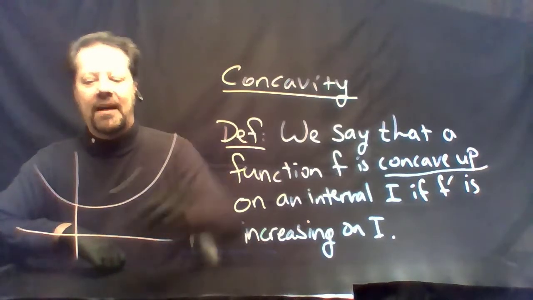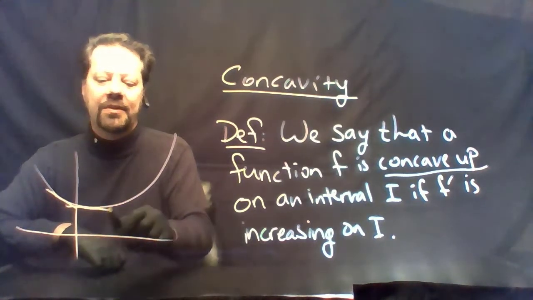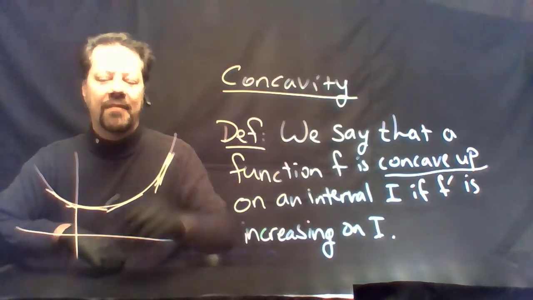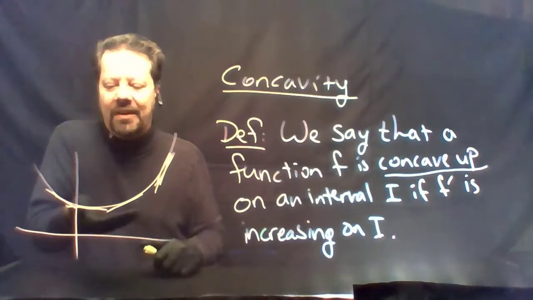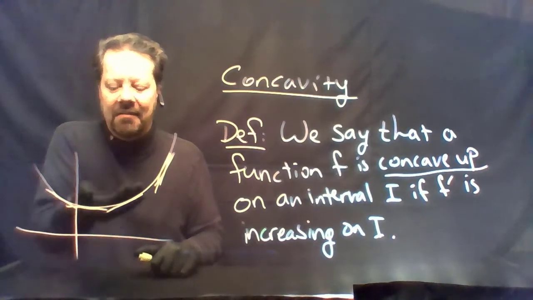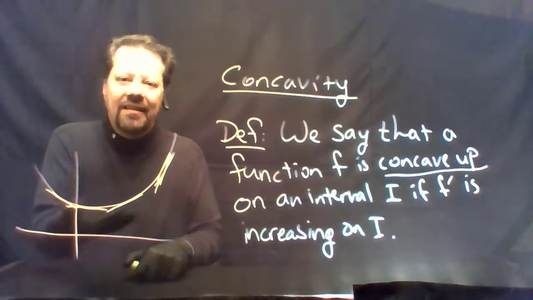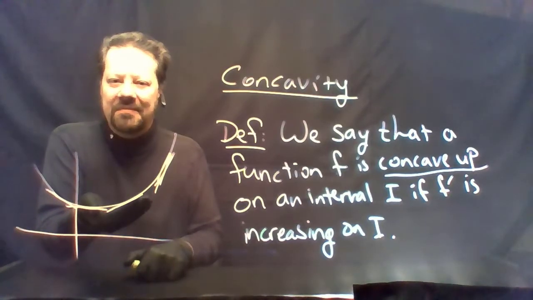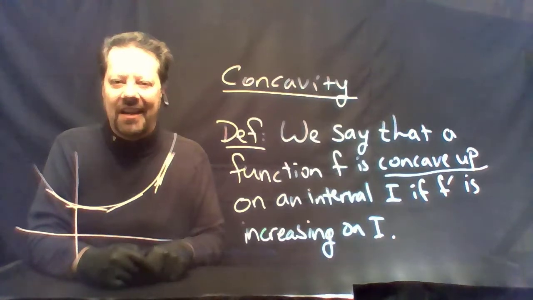It's concave up if, as you move along the curve, the slopes get bigger and bigger. You can put your hand like this, cup it, like you're trying to hold water. If the cup holds water, it's concave up. If it goes the other way, it's concave down.